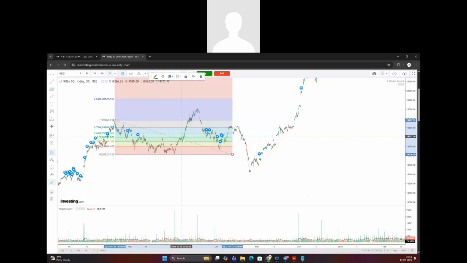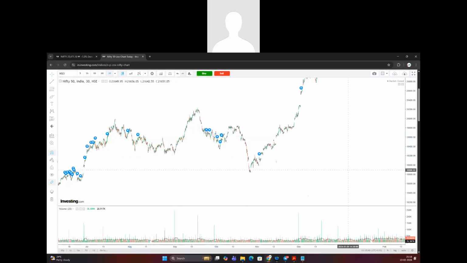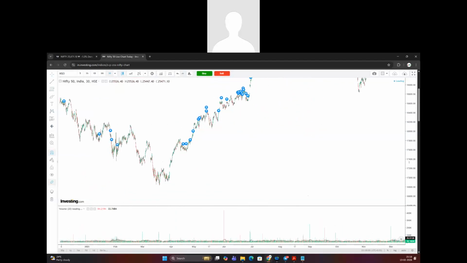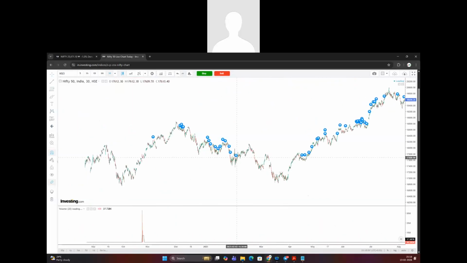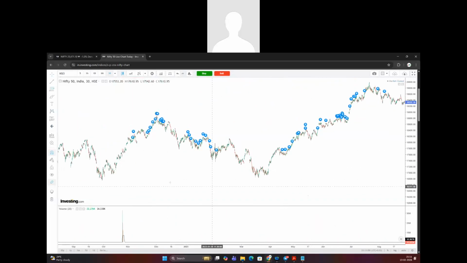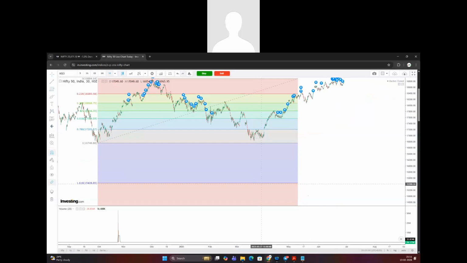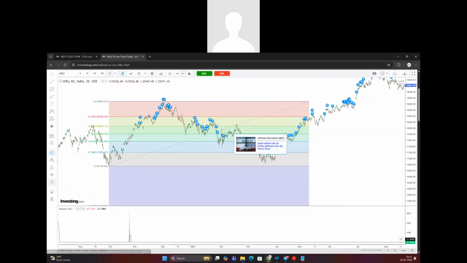Here it started moving up. Plotting is a bit difficult, but if you learn plotting, definitely you'll be successful in this. Low, high. It wasn't able to cross 1. If at all it was able to touch or cross 1, immediately it was supposed to fall till 1.618. But it took reversal. It took reversal from 1 itself.